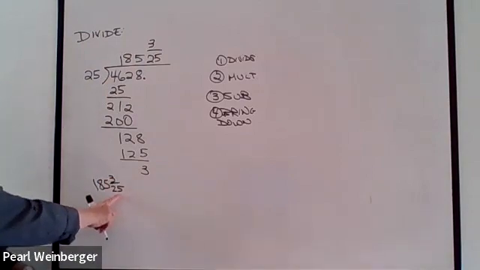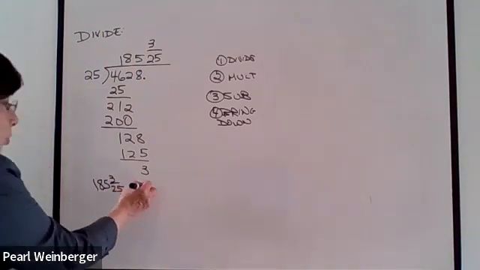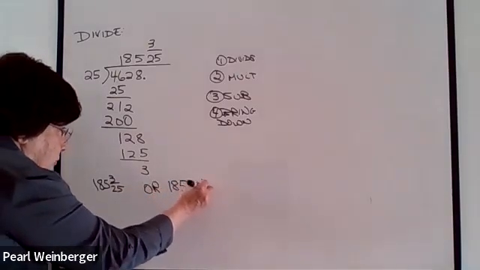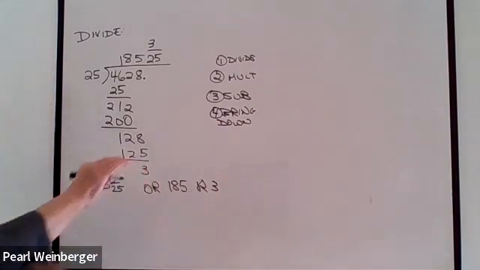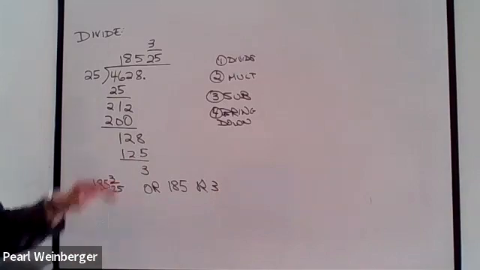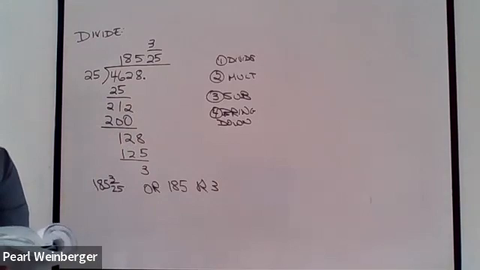Remember, when you have a whole number right next to a fraction, it is what we call a mixed number. This is the whole number, this is a fraction. Or you could write it as 185 remainder 3. Sometimes we just write the remainder, remainder 3. But this is how we do long division. Let's see how that applies to dividing polynomials.